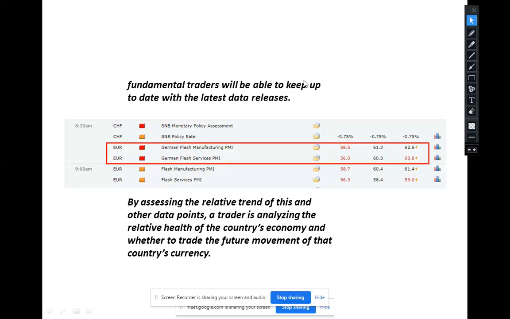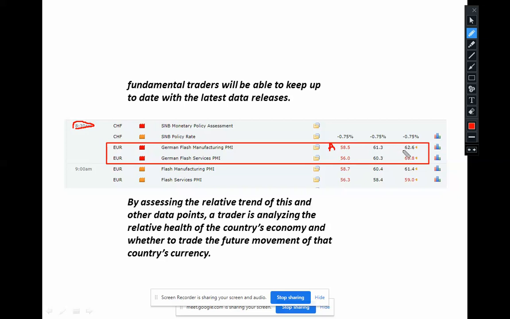Now, a fundamental trader will be able to keep up to date with the latest data release. Look at the example of euro. This is what is happening at that moment by 8 a.m. in the morning. German flash manufacturing PMI. So you see that it's showing red. This is the actual. This is forecast.